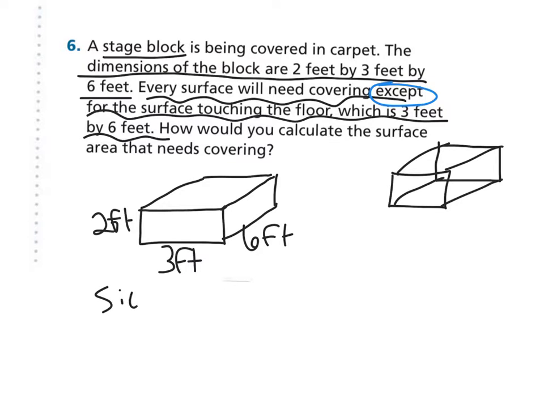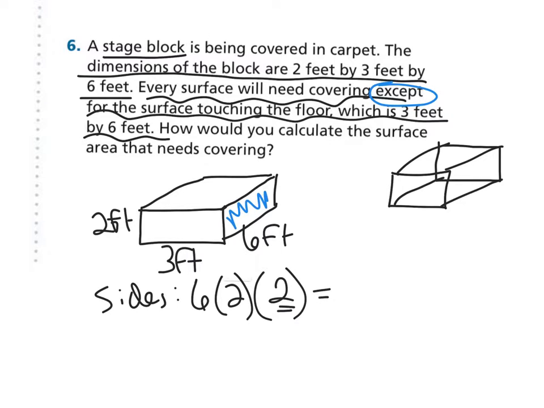Okay. So we have sides. I'm going to call this one of the sides. So dimensions there, 6 by 2, good. How many sides do we have? Okay. Besides the sides, top and bottom. Now what are we going to remember though this time?